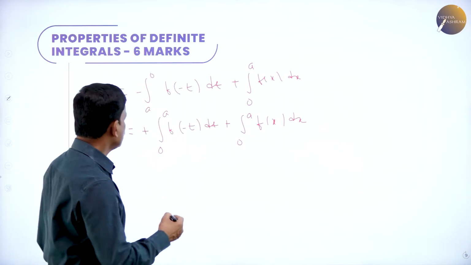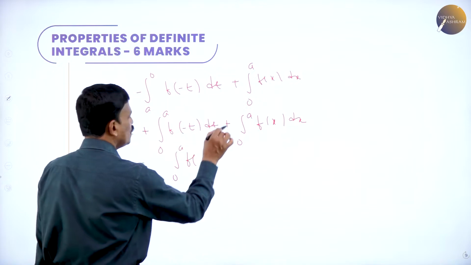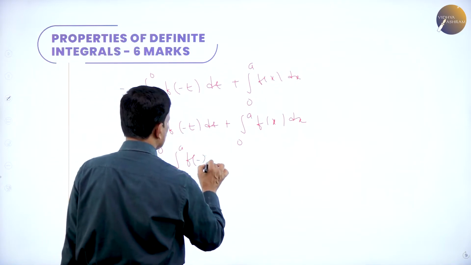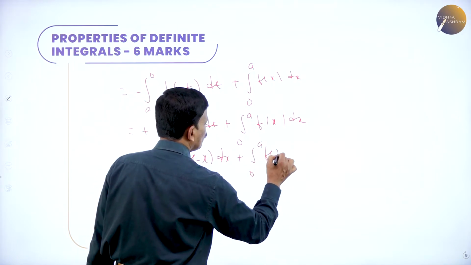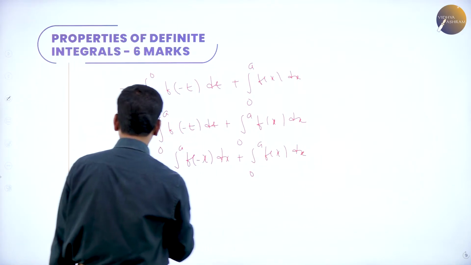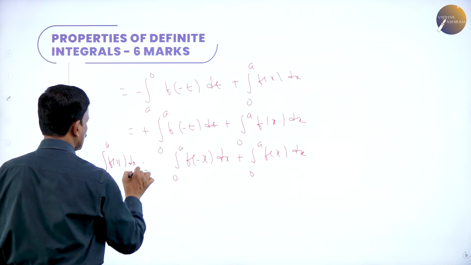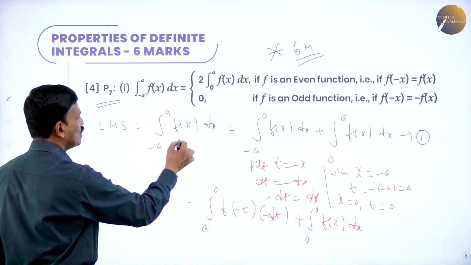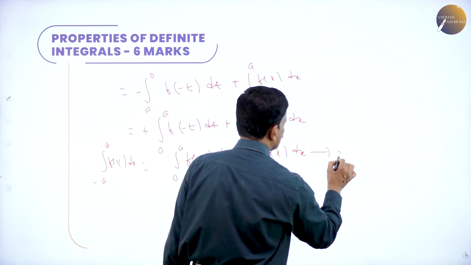Now according to the property, this can also be written as integral 0 to a of f of minus x dx plus 0 to a f of x dx, if t is replaced by x. Now this is minus a to a f of x dx. The left hand side, minus a to a f of x dx, is converted into this. Let us represent this as equation number 2.